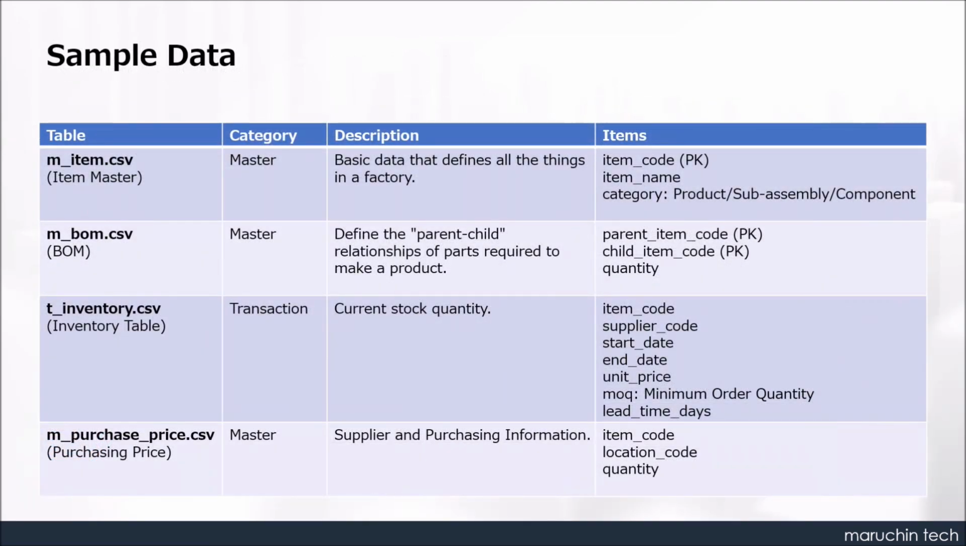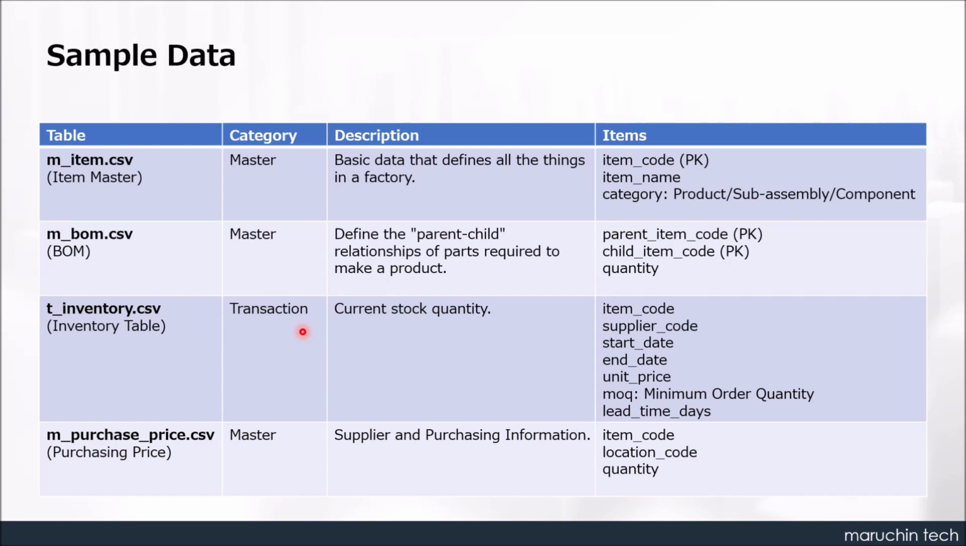Next, let's look at the sample data we will use in this course. We have the item master, BOM table, inventory table, and purchasing price master. Broadly speaking, these are classified into master data and transaction data. Master data contains basic information that changes infrequently and is referenced commonly throughout the system. Transaction data contains business transaction information that is updated frequently.